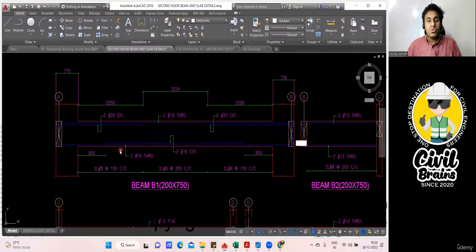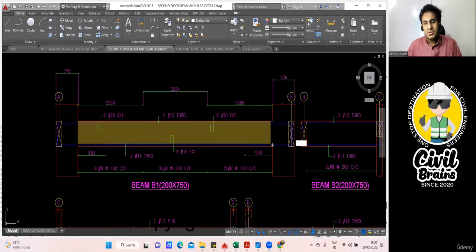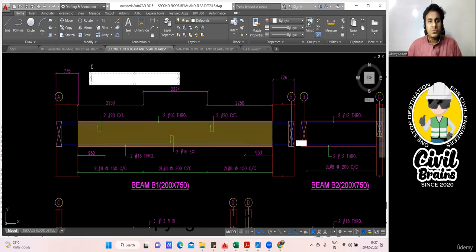If you want, I'll do it for you. We'll do that calculation, not an issue. I want to find this length now, from here to here. How do I find this length? It's very simple. I know that this is 2250 plus 2224 plus 2250. Do it manually and tell me how much it is.